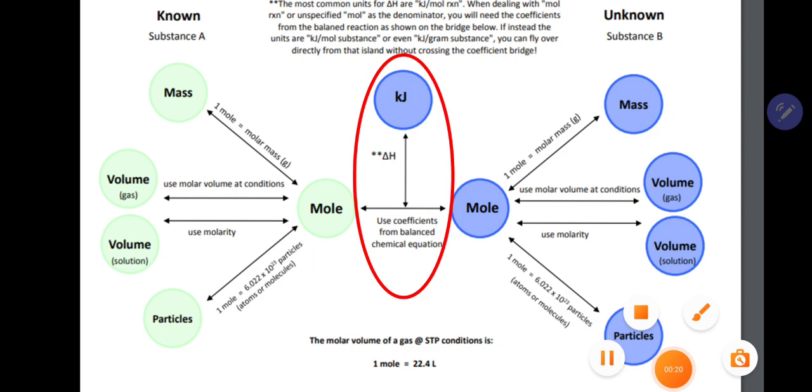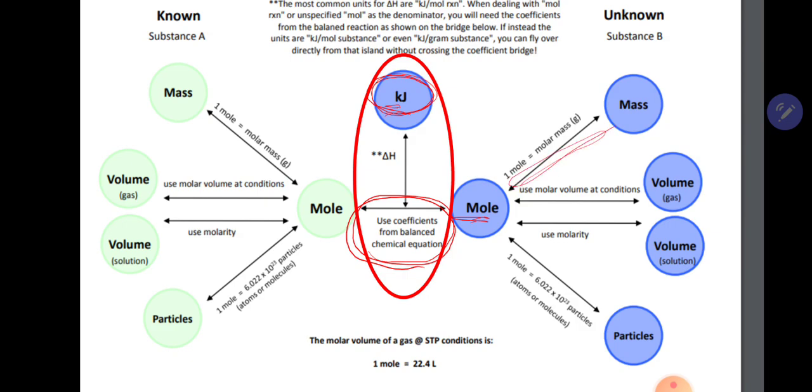So the biggest thing that we're going to be focusing on today is this kilojoules in the middle. And what that says is that we're going to use coefficients from the balanced equation to get from kilojoules to moles. And once you know moles, you can go anywhere. You can go to mass, you can go to volume, you can go to particles, whatever you're looking for.